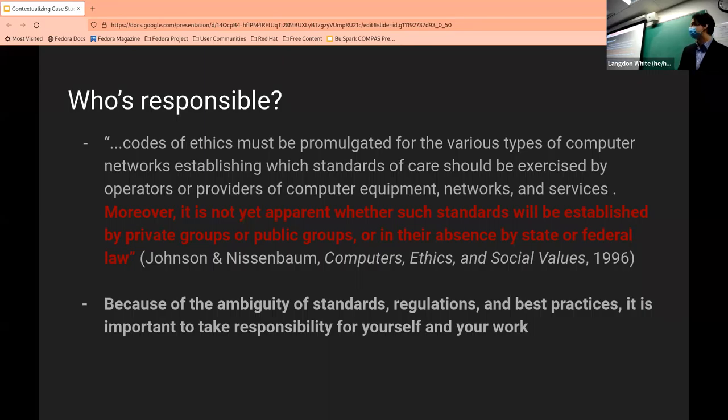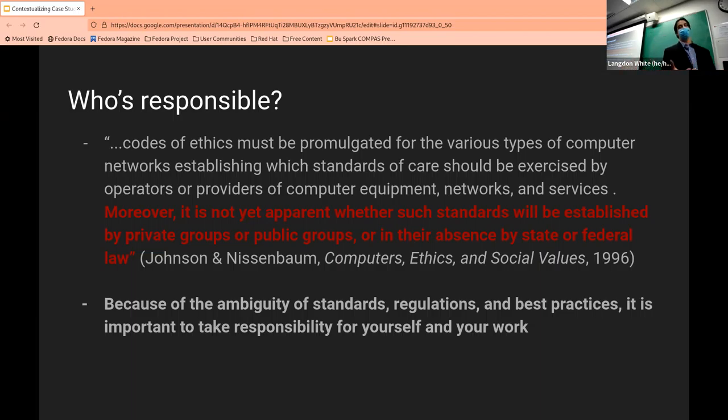So who's responsible? This is actually a quote from the 90s, and it's purposely old because a lot hasn't changed. This is from Johnson and Nissenbaum: "Codes of ethics must be promulgated for the various types of computer networks, establishing which standards of care should be exercised by operators, providers of computer equipment, networks, and services. Moreover, it is not yet apparent whether such standards will be established by private groups or public groups, or in their absence by state or federal law." I think this is still sort of true today. It's not really clear who should be stepping in on the forefront. Should it be businesses leading this venture and deciding the rules on their own? Should the public sector be stepping in? How would they actually step in if they don't understand what's going on for the most part? Should it be university led? All of this is still kind of up in the air.